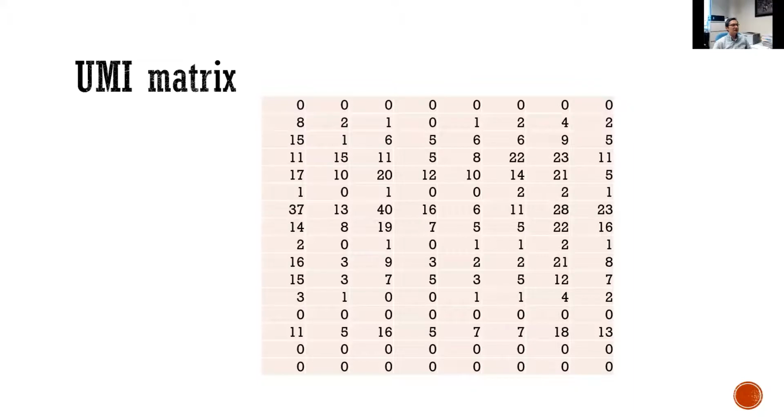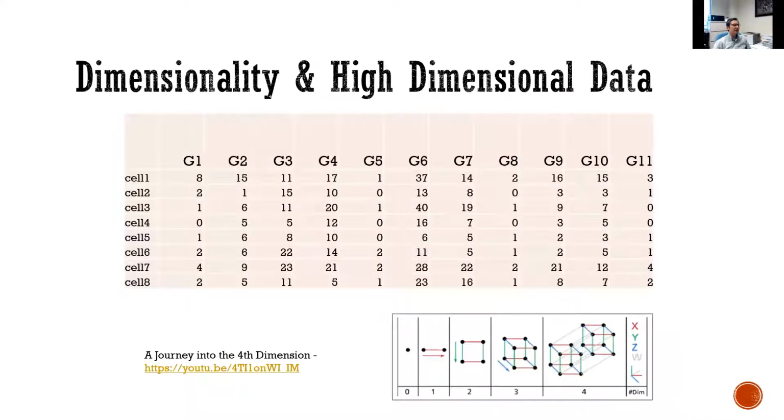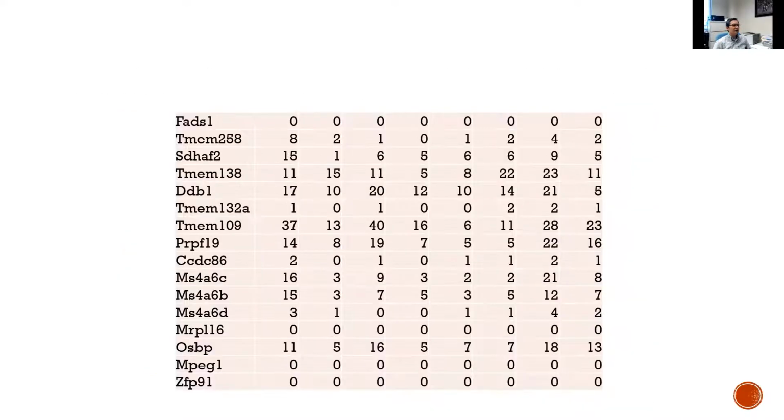Let's start from an example. We have a UMI matrix. Each row is a gene, and each column is a cell. So that's what we know from the previous lectures. Now I'm going to do a transpose of this matrix. Essentially, I will move the rows into the columns. So just rotate this matrix, transpose it.